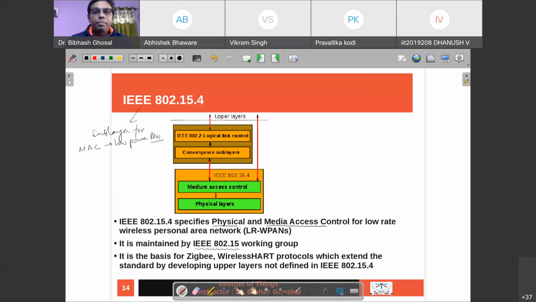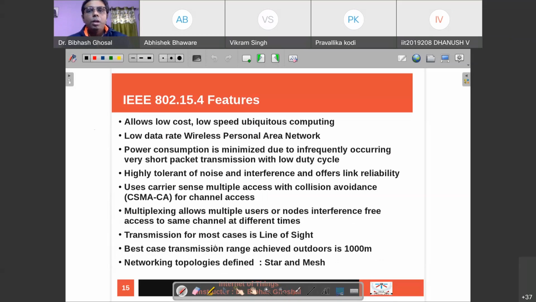802.15.4 is actually the basis of many protocols such as Zigbee and wireless HART. We are going to talk about this Zigbee in just a moment. So let's look at what exactly is the idea behind this. There are quite a few features here. It allows low cost, low speed, ubiquitous computing, can be used in any application.